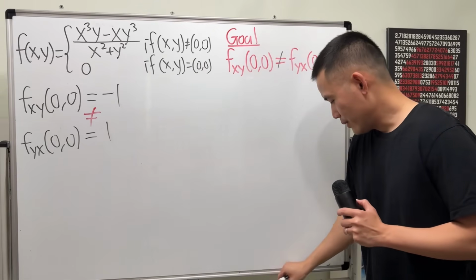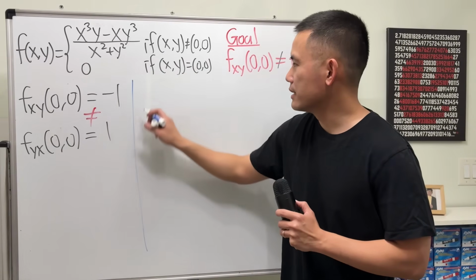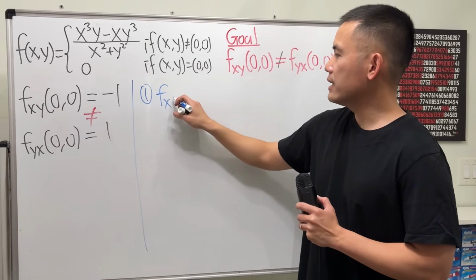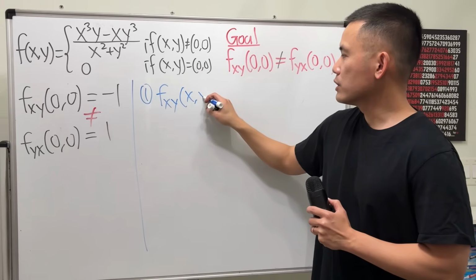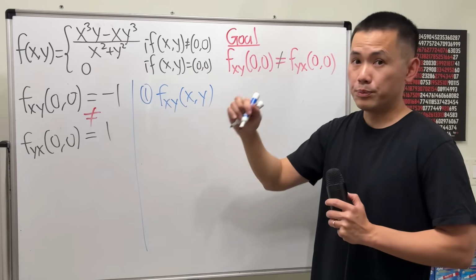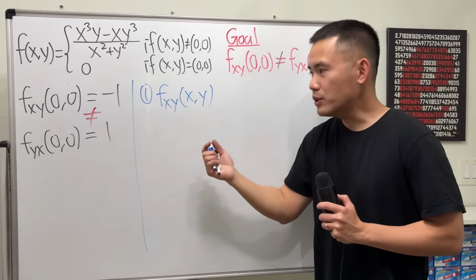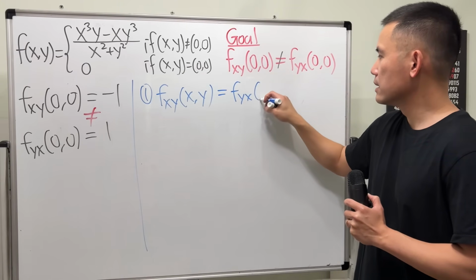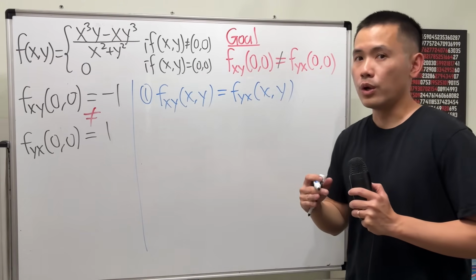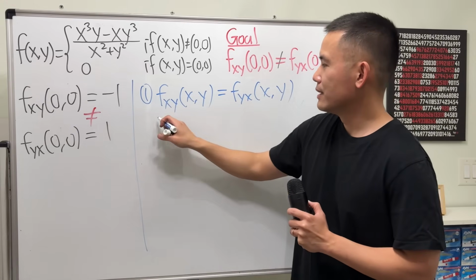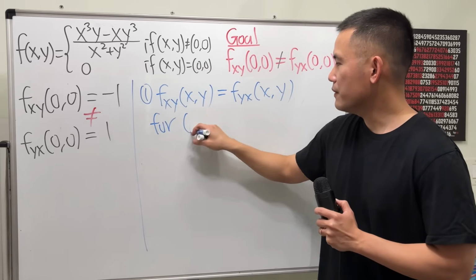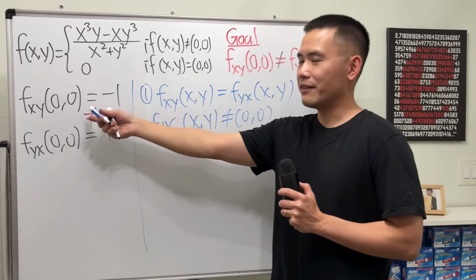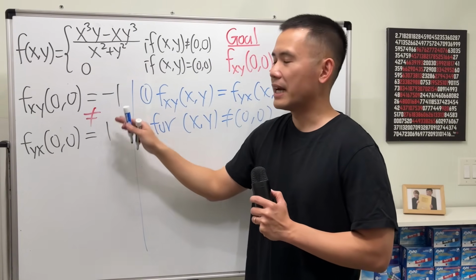Why is that though? Well, here are some facts that I would like to write down for you guys. Fact number 1. Well, in fact, if you look at f sub xy, so just look at the f sub x expression that we had earlier and take the partial derivative with respect to y, that will actually be equal to f sub yx. The expressions will be exactly the same. But this is only the same if (x, y) is not equal to (0, 0), because we have it right here. If it's at the origin, they are not equal.